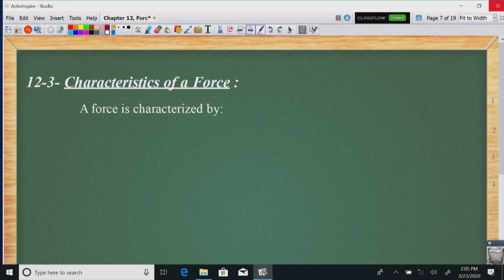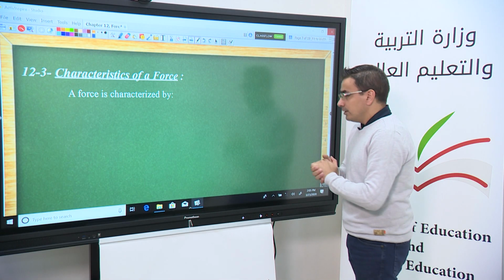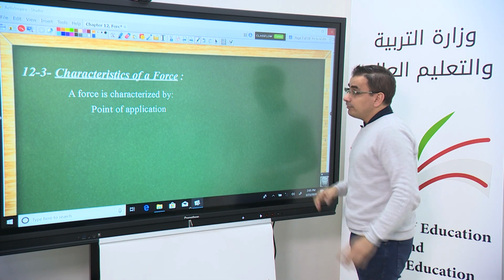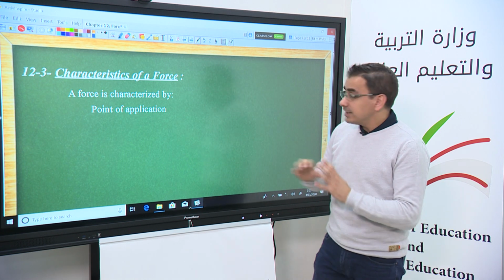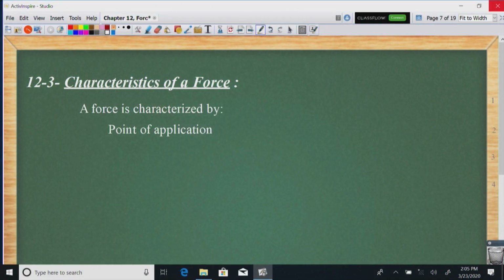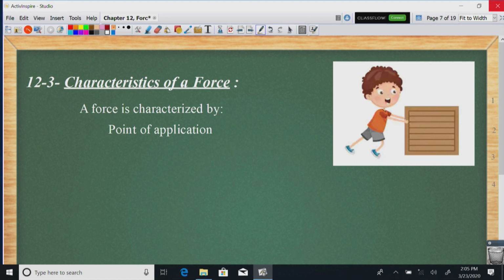Being a push or a pull, there is an important thing we have to notice about forces. What are these ideas we are talking about? First, any force has a point of application. Any force has a point on which we apply it. For example, a boy here is pushing a box. Now, where is this boy pushing the box? You notice at this point, we call it the point of application.